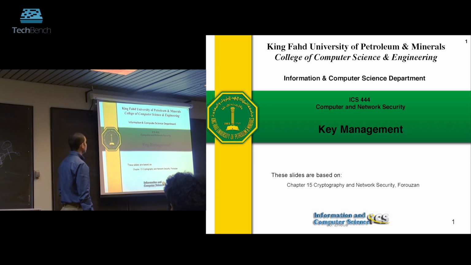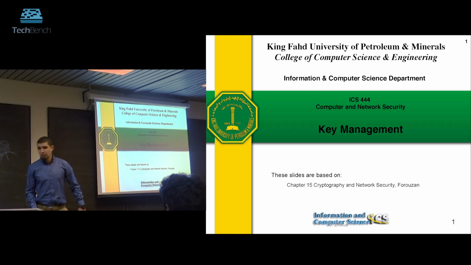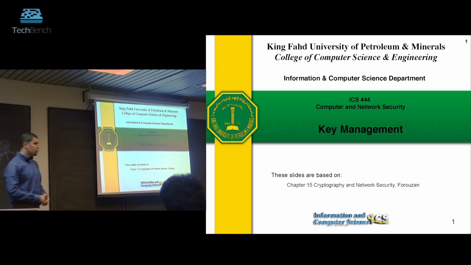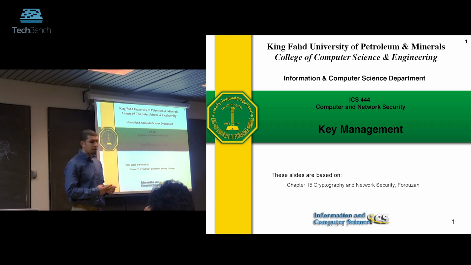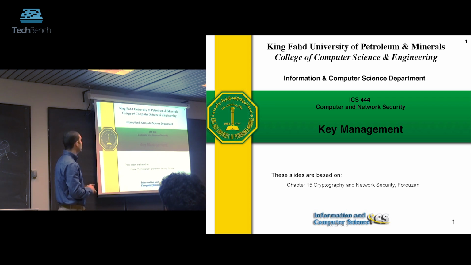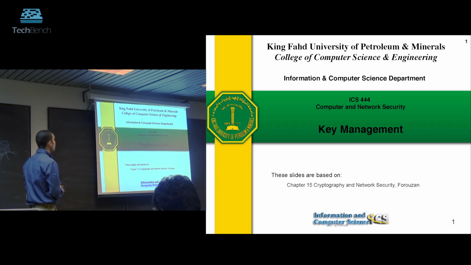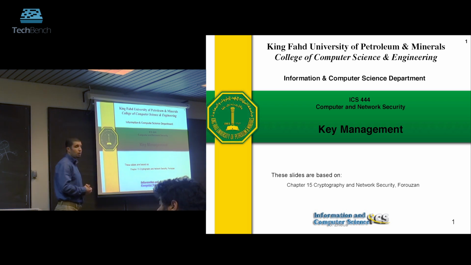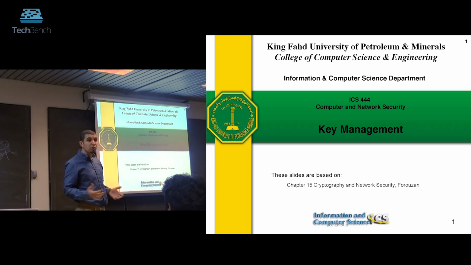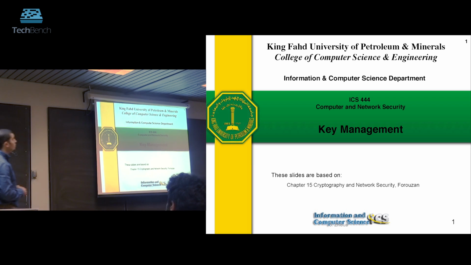We need to cover key management. We saw three cryptographic mechanisms, which are symmetric key cryptography, asymmetric key cryptography, and hash. These are the three kinds of cryptographic transformations we saw. And for the first two, symmetric key and asymmetric key cryptography, we need keys, and the keys should be managed. They should be generated, shared, and distributed. All this lecture is about those issues.